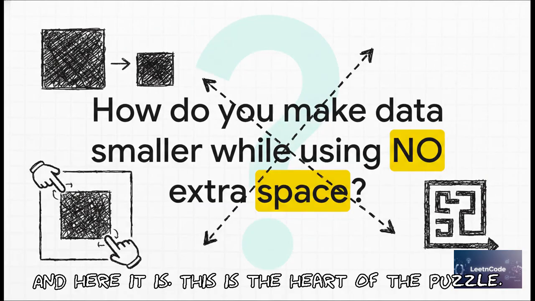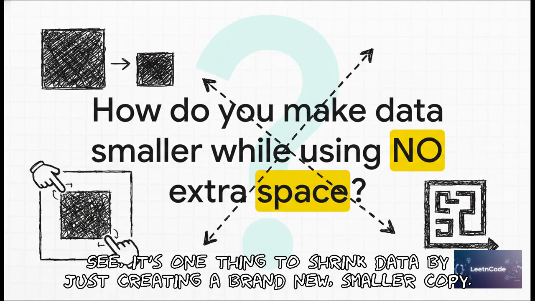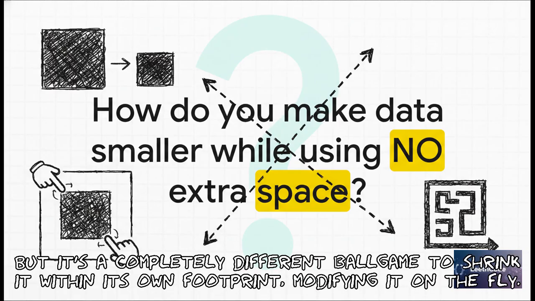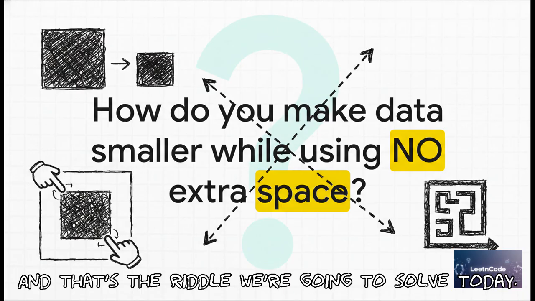And here it is. This is the heart of the puzzle. See, it's one thing to shrink data by just creating a brand new, smaller copy. But it's a completely different ballgame to shrink it within its own footprint, modifying it on the fly. And that's the riddle we're going to solve today.